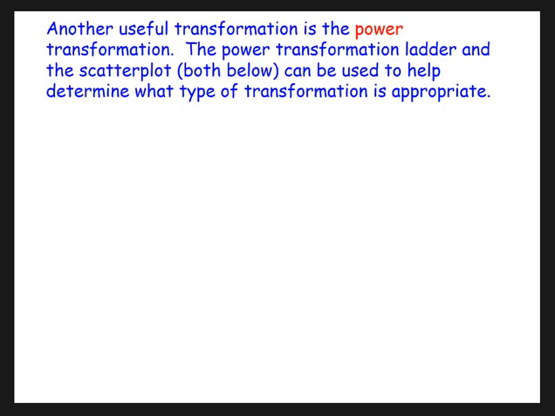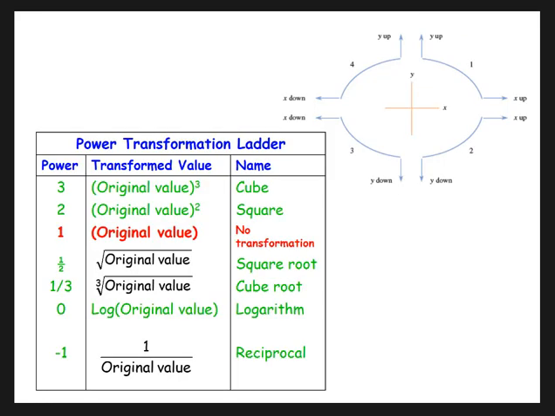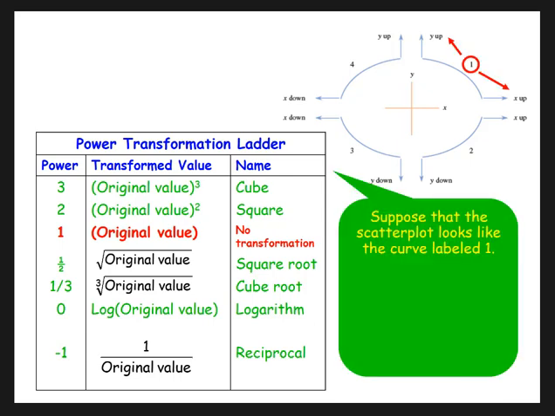Another useful transformation is the power transformation. The power transformation ladder and the scatter plot below can be used to help determine what type of transformation is appropriate. These are the names for the types of transformations. You can square the x, you can cube it, you can square root it, cube root it, and all that. Suppose the scatter plot looks like the curve labeled 1. So this curve here.